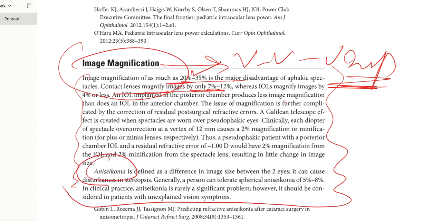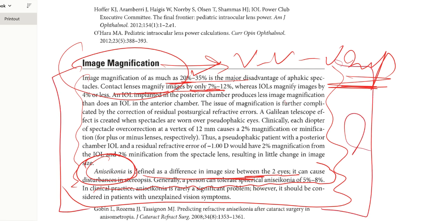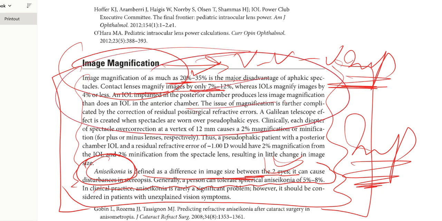And aniseikonia is very important. I cannot tell all the MCQs because the video will be very lengthy, but each and every line is important here. And aniseikonia has come 2 times. This magnification has come 2 times.